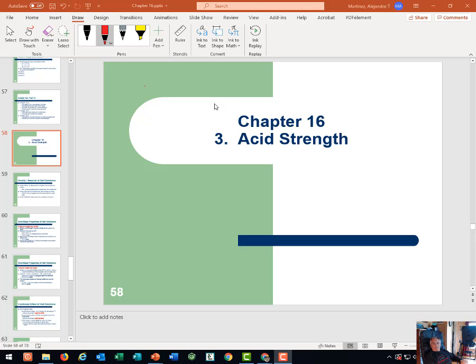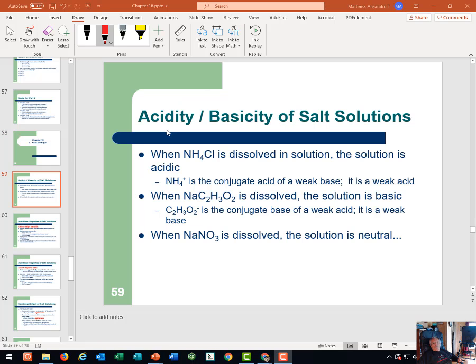So, continuing with chapter 16, I don't know that we're going to be able to do this in one video, so I'll probably break the tail end of this into two, but I'll load them up tonight. So, here we go. Chapter 16, acid strength. And taking a look at acid strength, what we want to do is look at the acidity and basicity of salt solutions.